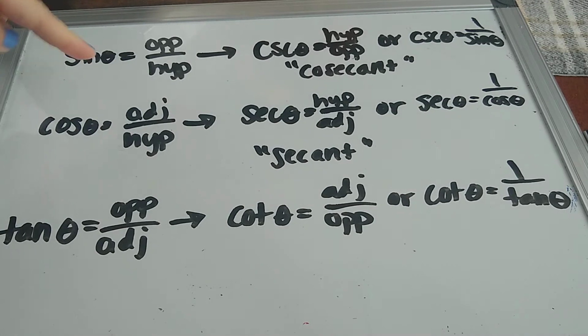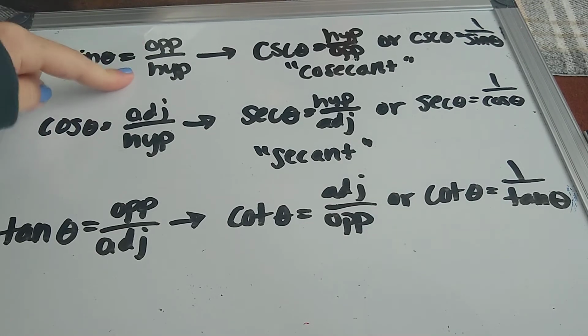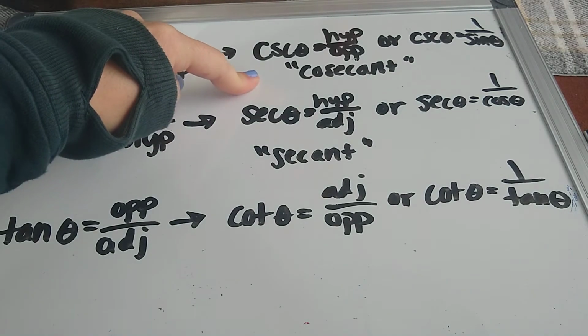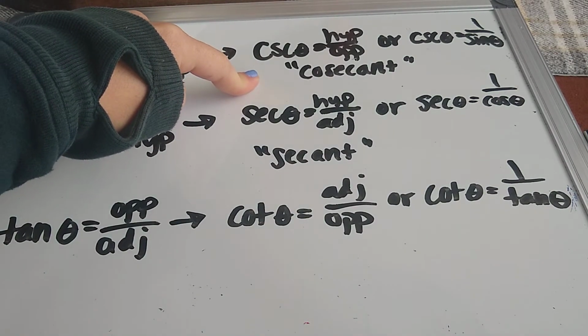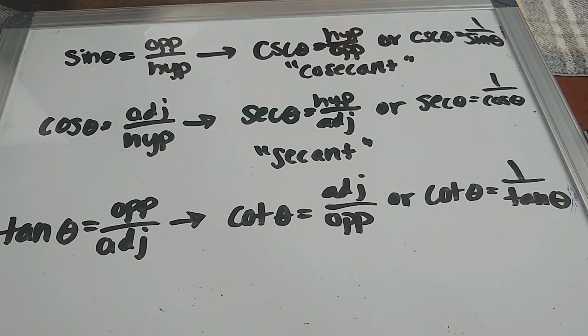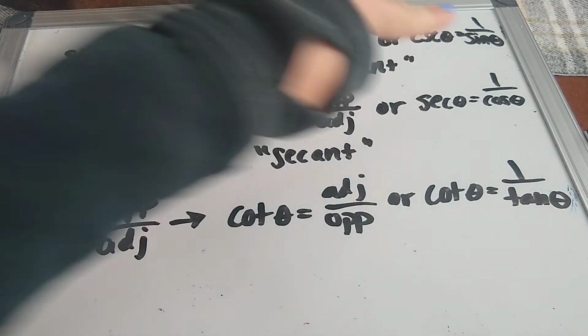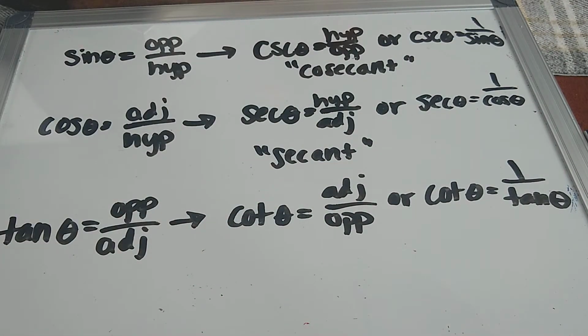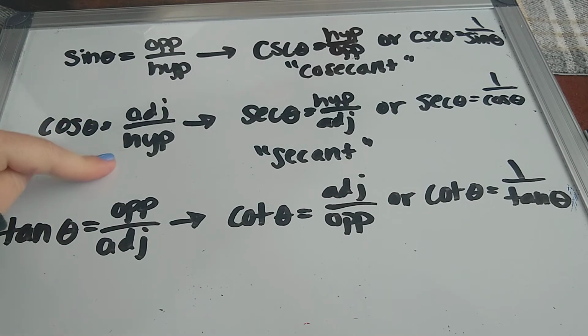So sine is defined to be the opposite over hypotenuse. We have a new one called cosecant. It's CSC for short. So cosecant of theta is the reciprocal of sine. So it's hypotenuse over the opposite. Or again, it's the reciprocal, so cosecant is also known as 1 over sine theta. So that's cosecant, CSC.